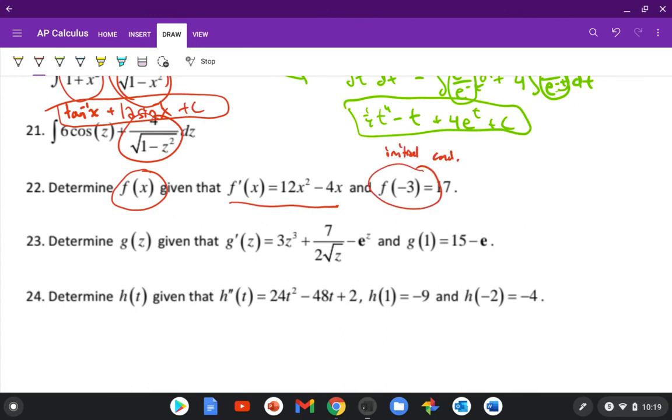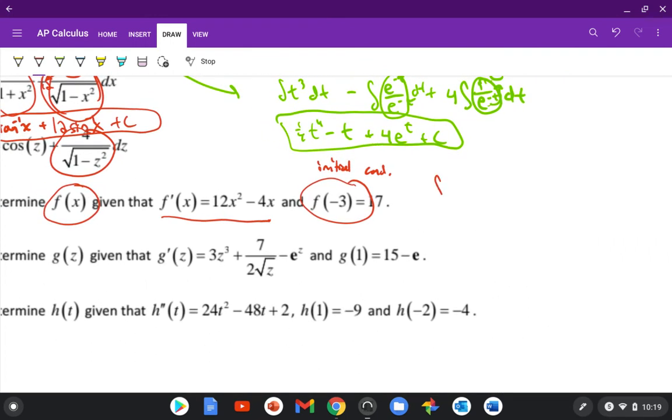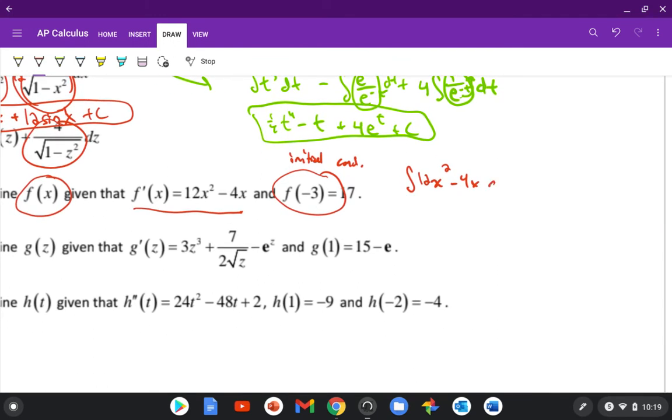So I do want to try one of those. They're not difficult. You're just going to take the integral of the function it gives you, integral of f prime of x. So this is just like when we were going from velocity to position. It's just like that, except it doesn't call it that. Take the integral of this.